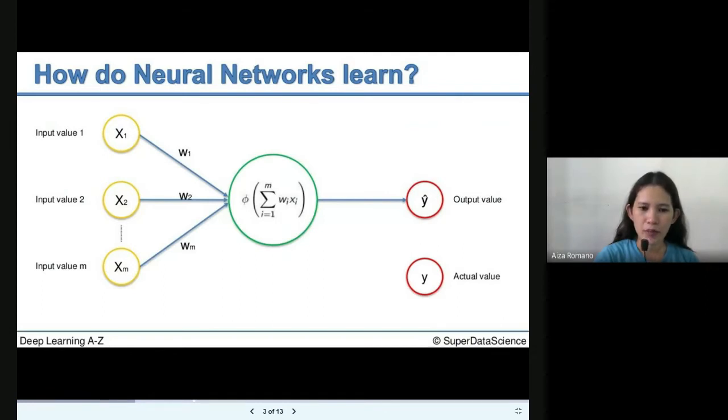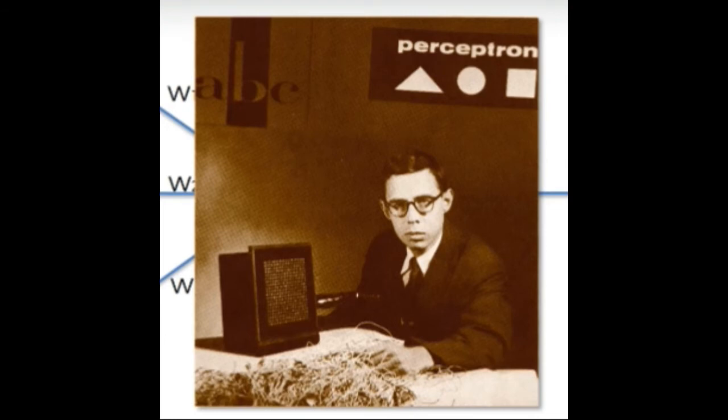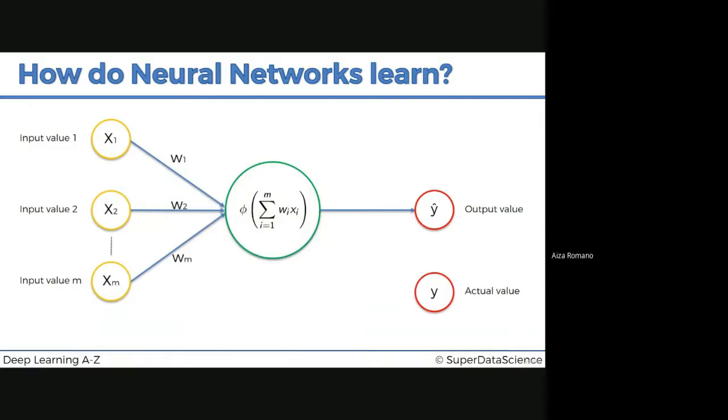And the perceptron was first invented in 1957 by Frank Rosenblatt. And his whole idea was to create something that can actually learn and adjust itself. And this is what we're going to be looking at now. We've got our perceptron. Let's see how the perceptron learns.